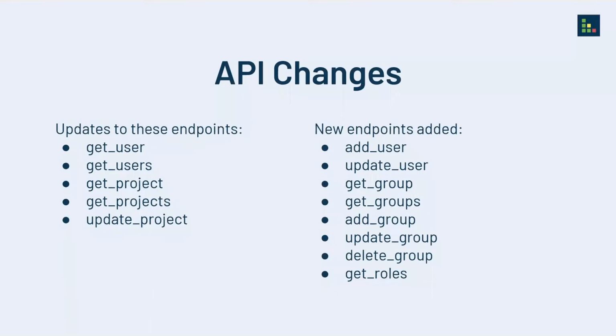We added the add user, update user, get group or get groups, add group, so you can create a user group, you can update the user group, delete a user group, and you can get the list of roles for your TestRail instance.